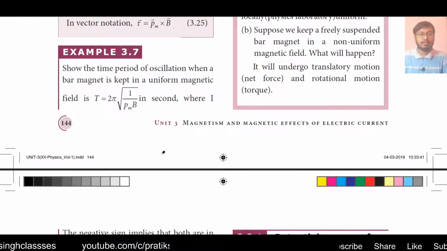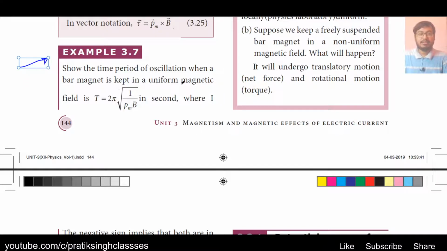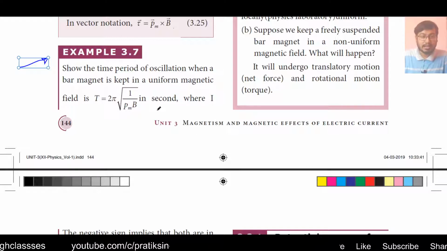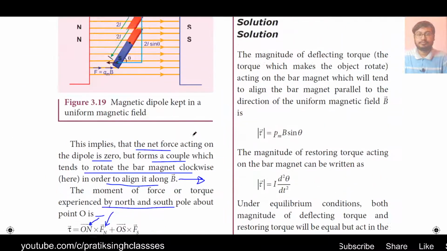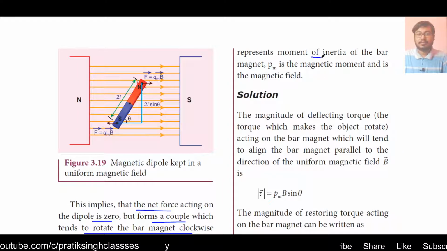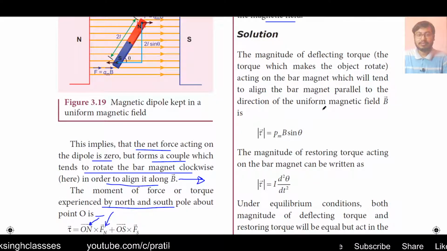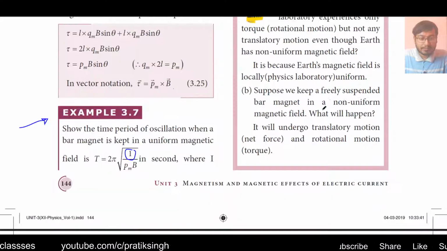Now let us see one example, 3.7, a numerical sum to find out the total torque. The time period of oscillation when a bar magnet is kept in a uniform magnetic field is T equal to 2 pi root of I by PmB, in seconds, where I represents the moment of inertia of the bar magnet, Pm is the magnetic moment and B is the magnetic field.